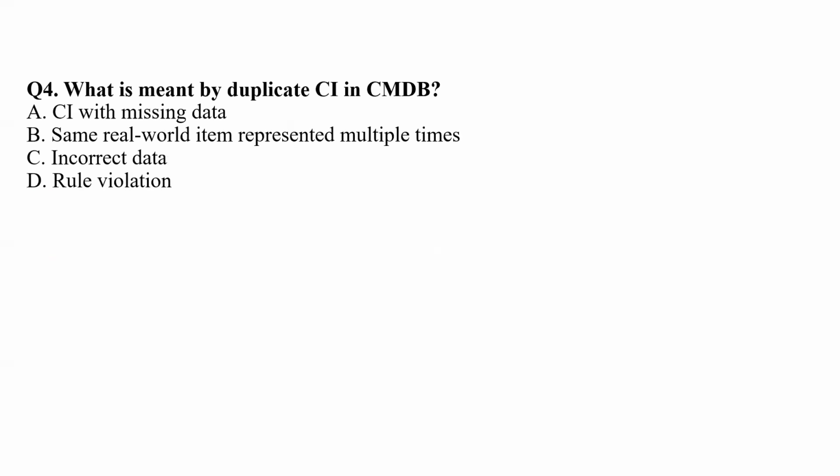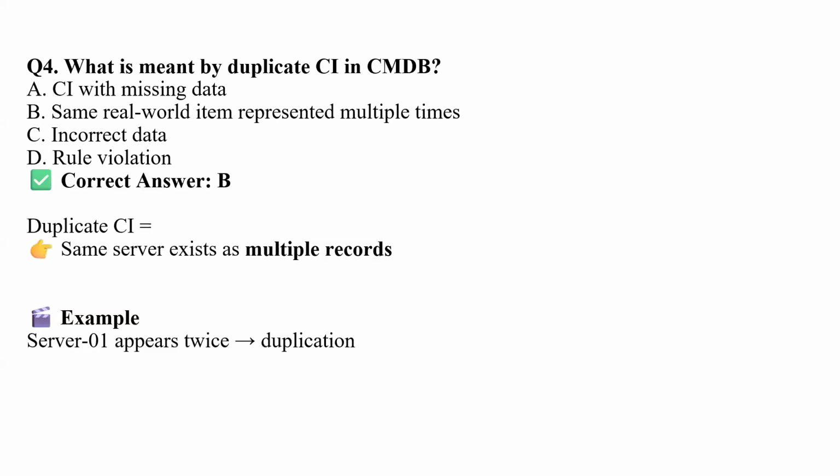Next one, what is meant by duplicate CI in CMDB? Option A, CI with missing data. Option B, same real world item represented multiple times. Option C, incorrect data. Option D, rule violation. Duplicate means multiple. It's a Xerox, nothing but. Option B is the correct answer: same real world item represented multiple times. For example, the same server exists as multiple records, and that leads to duplication.